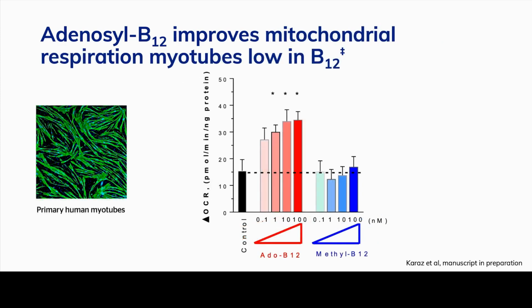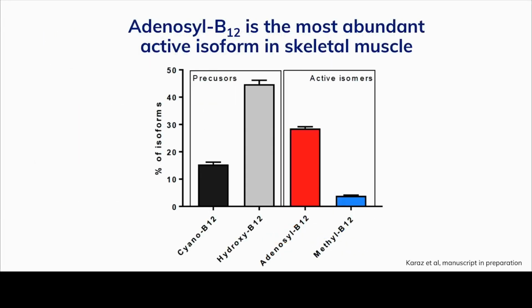In the same study, adenosylcobalamin also improved mitochondrial energy production, also known as respiration, and this effect was not evident for methylcobalamin. So again, there seems to be an advantage here for adenosylcobalamin in muscle cells. Of the 4 different isomers, adenosylcobalamin, shown in red, was by far the most abundant active isomer in skeletal muscle. The most abundant precursor was hydroxycobalamin.